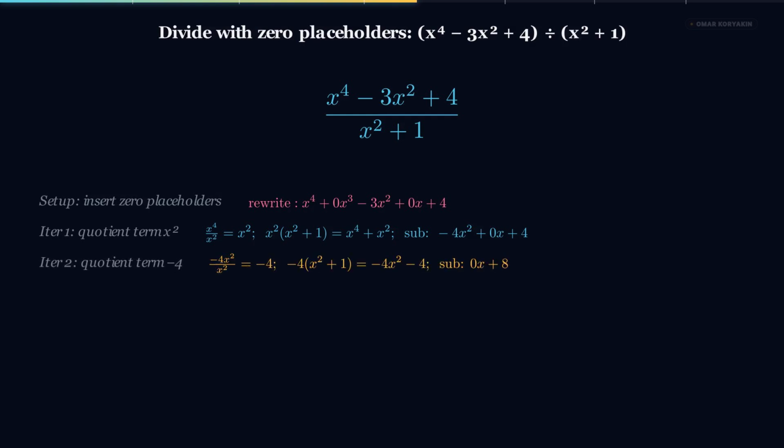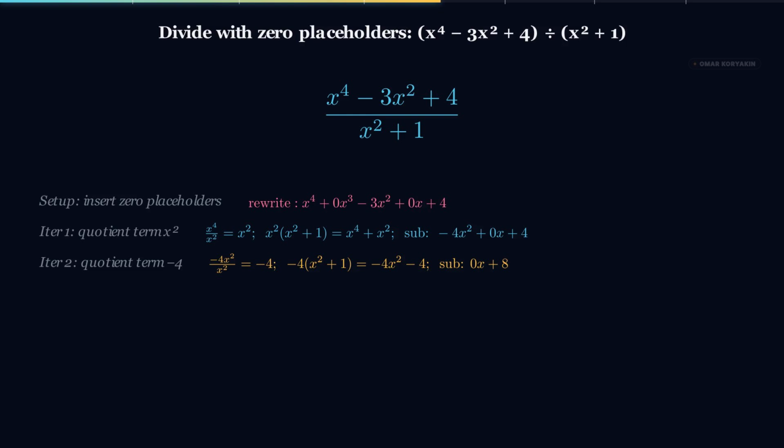Step 3. Second iteration. Divide leading negative 4x squared by x squared, which equals negative 4. This is the second term of the quotient. Multiply the divisor by negative 4: negative 4 times the quantity x squared plus 1 equals negative 4x squared minus 4. Subtract: negative 4x squared plus 0x minus the quantity negative 4x squared minus 4 equals 0 plus 0x plus 4. Bring down nothing more. Wait, we still have plus 4 left from the original dividend.